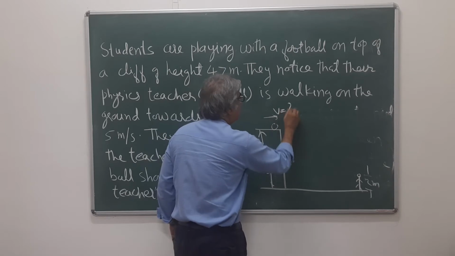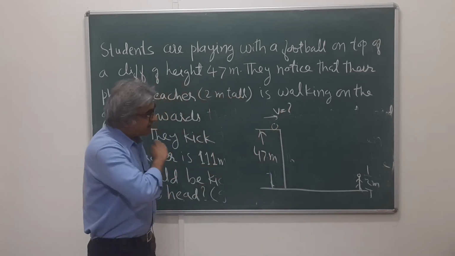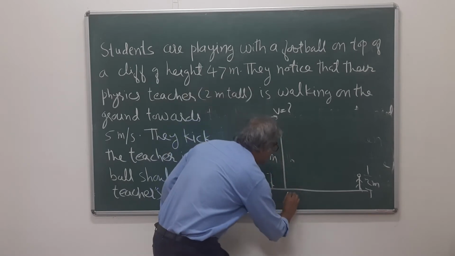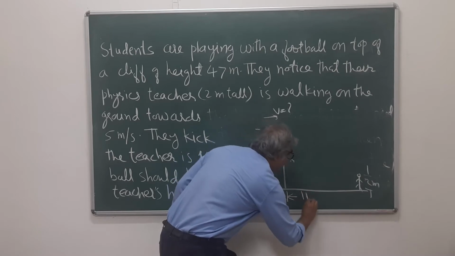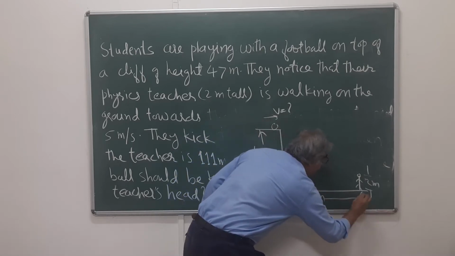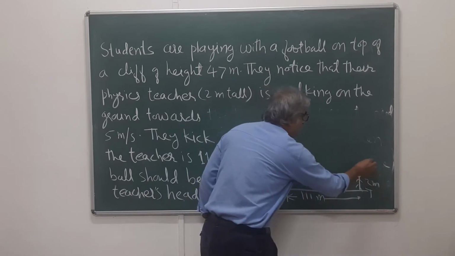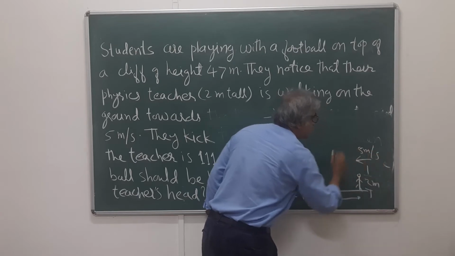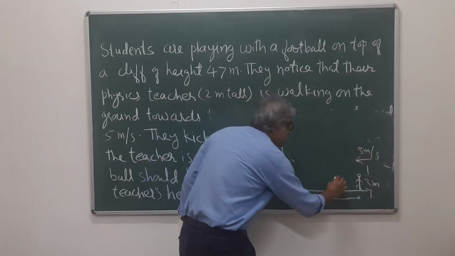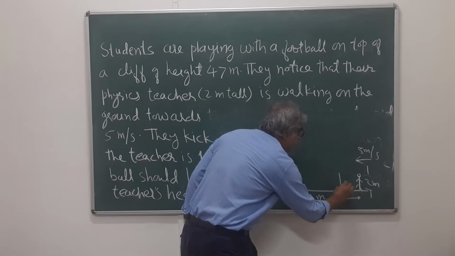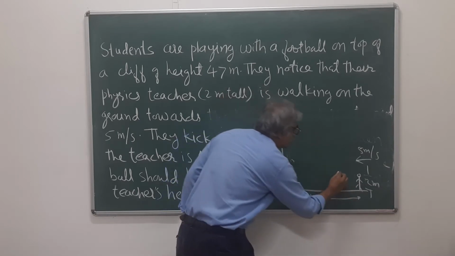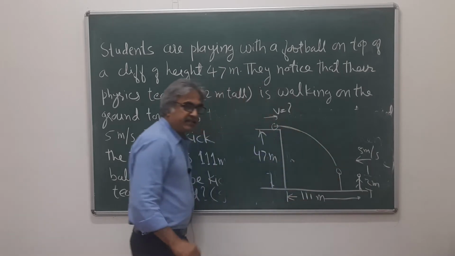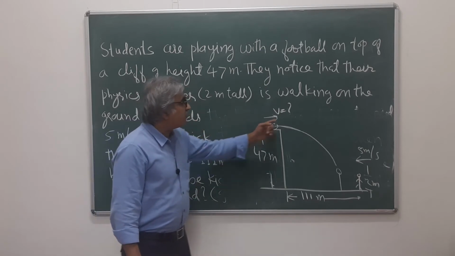So we want to find out the velocity with which the ball is leaving the cliff, and the teacher is 111 meters from the cliff. The teacher is walking towards the cliff at a velocity of 5 meters per second. The ball is kicked. Maybe let's say that the teacher is somewhere here, and the ball is landing on the teacher's head. That is the situation, so we are asked to find out what the velocity is.